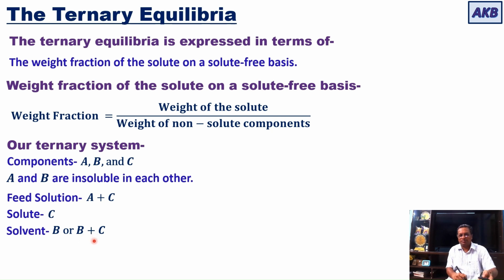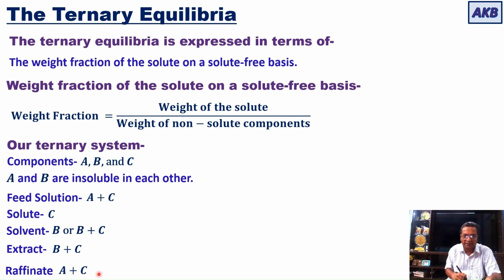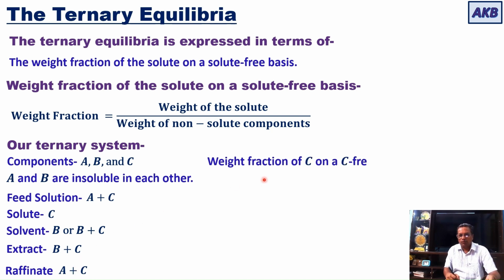When is B plus C possible? When you are using a recovered solvent. If you are using a pure solvent, it will be just B. Then the extract phase will be containing B and C, no A in it. All of the B will remain in extract phase, and raffinate phase will contain A and C in it, no B in it. All of A will remain in the raffinate phase. Now weight fraction of C on a C free basis. So we are trying to understand what is weight fraction of solute on a solute free basis. And in our system, C is the solute. So we are understanding weight fraction of C on a C free basis.